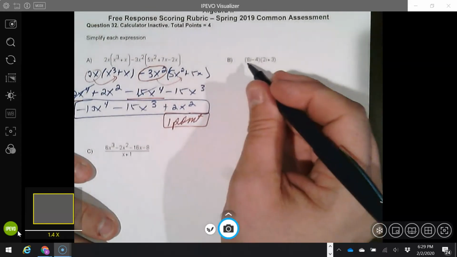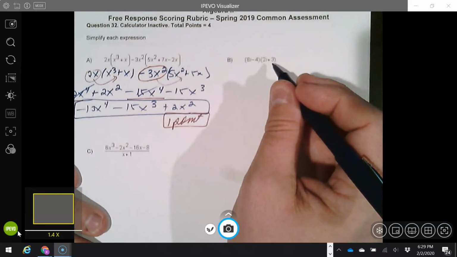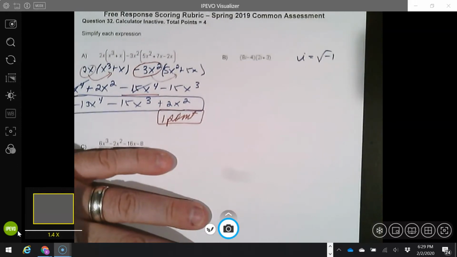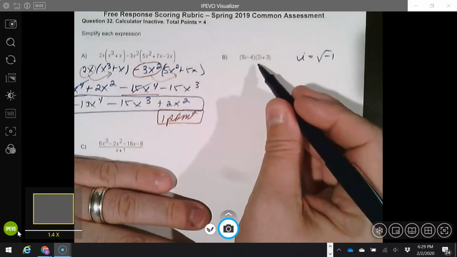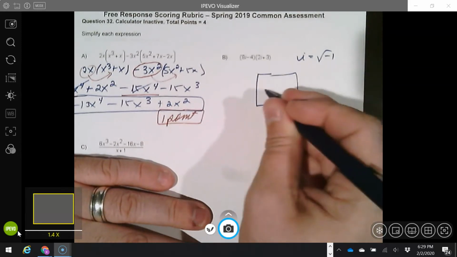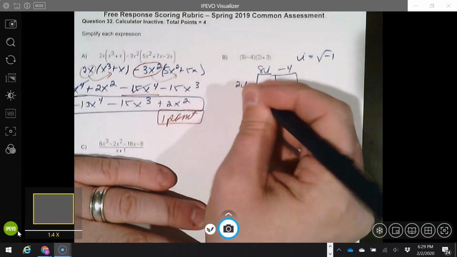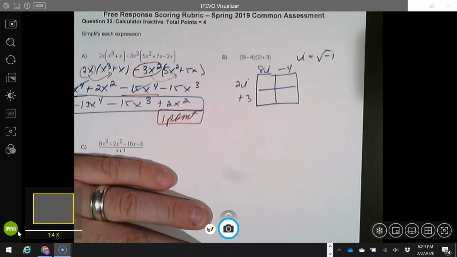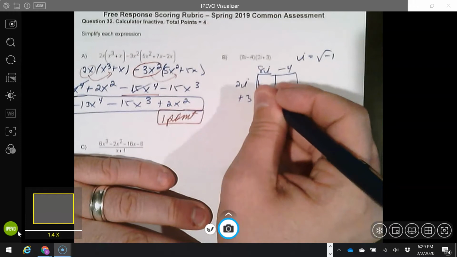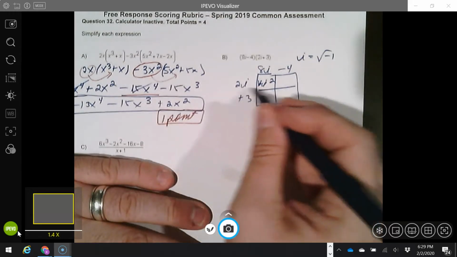Let's look at part B. 8i minus 4 times 2i plus 3. That's a multiplication problem. And the i that we're talking about here is the square root of negative 1. You could multiply this out a whole lot of different ways. I'm a big fan of using the box method. So 8i minus 4, 2i plus 3. And we're just going to multiply term by term. 8i times 2i is 16i squared. Yeah, we're going to do something with that in a little bit.